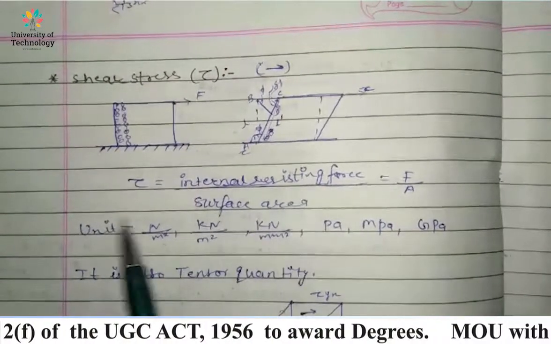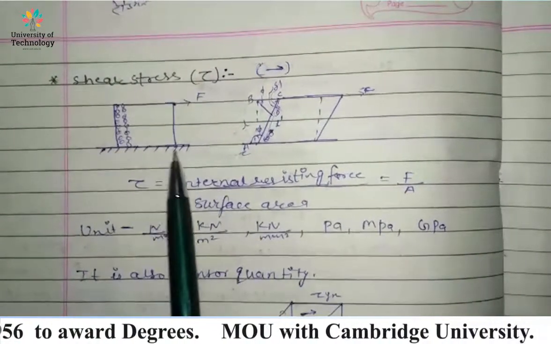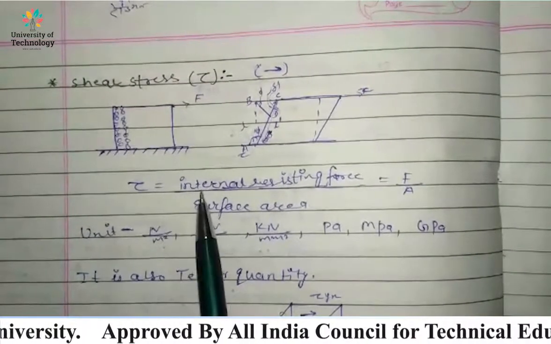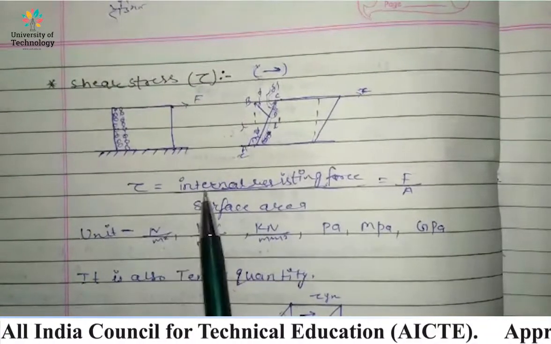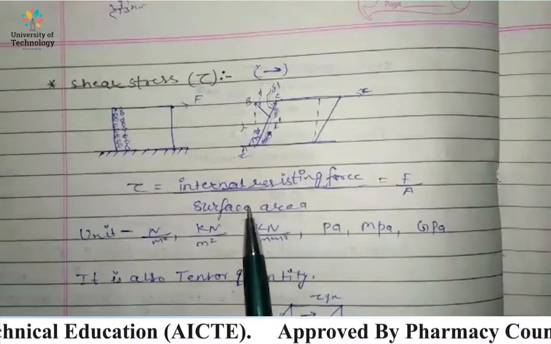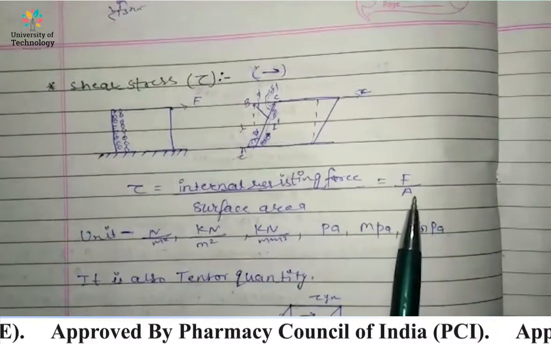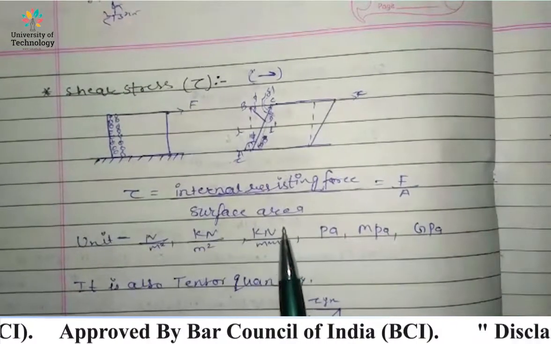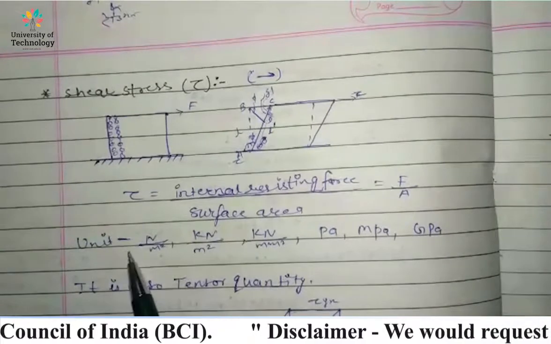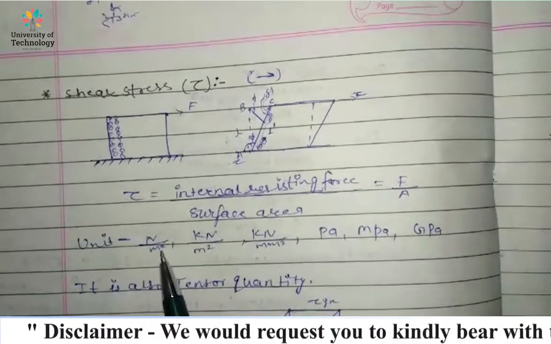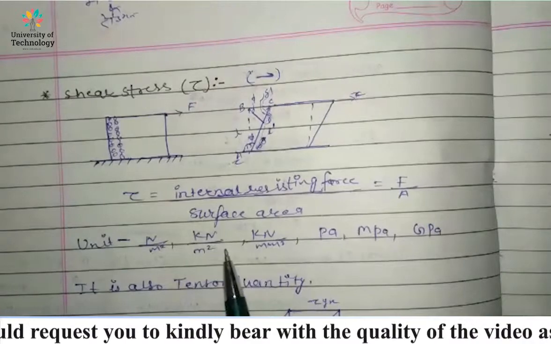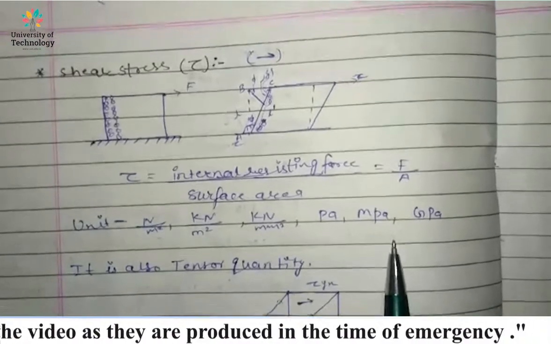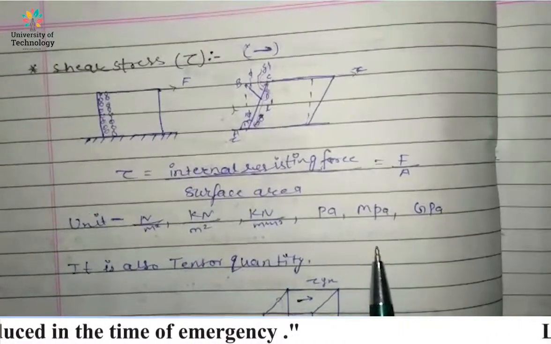Actually, shear stress is directly proportional to the shear strain from Hooke's law, and it is denoted by tau, where tau is the shear stress and its formula is internal resisting force upon surface area, that is equal to F upon A. F is the force and A is the surface area. The unit of shear stress is Newton per meter square, kilonewton per meter square, kilonewton per mm square, Pascal, megapascal or gigapascal, right? It is also a tensor quantity.